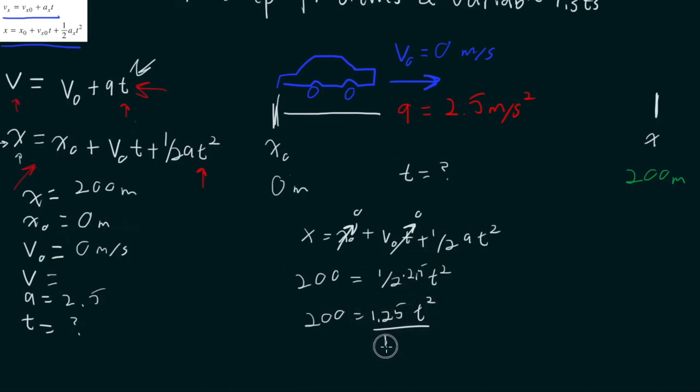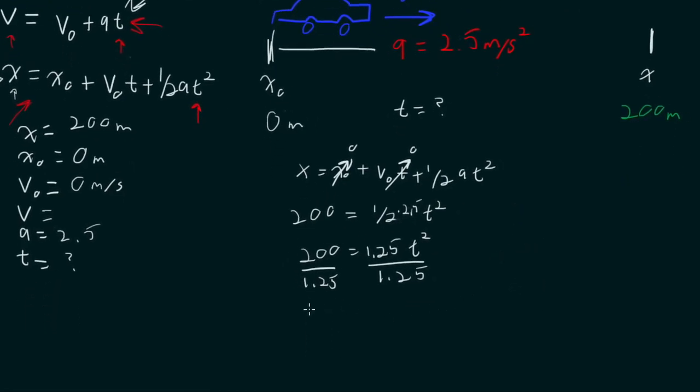So I can divide both sides by 1.25. That gets me 160. 160 equals t squared. And now I get rid of that square by taking the square root of both sides. And that will give me 12.6 equals t. So time equals 12.6 seconds. And now if I wanted to, I could figure out the final velocity of this car. I could take 12.6 times my 2.5. That would give me 31.5.